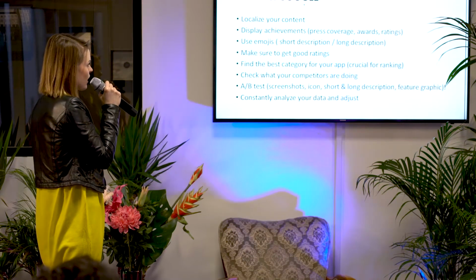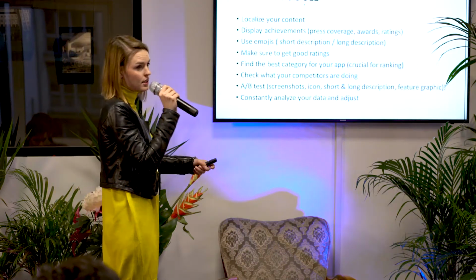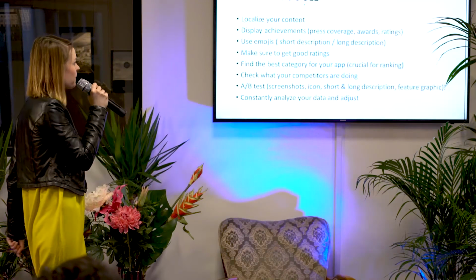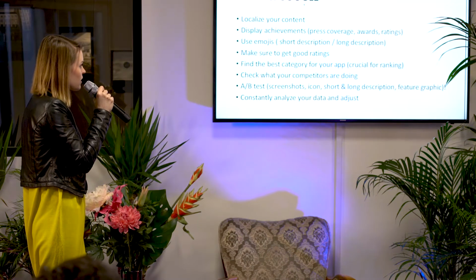Find the best category for your app. Check what your competitors are doing. This is something that you should do on a regular basis. Check what your competitors are doing, how they are doing it, and why they are doing it. Try to analyze them. And then A/B test screenshots, icon, short and long description, feature graphic, everything.